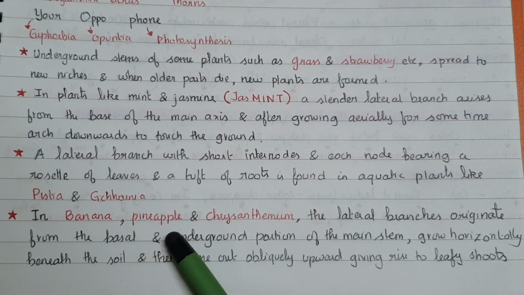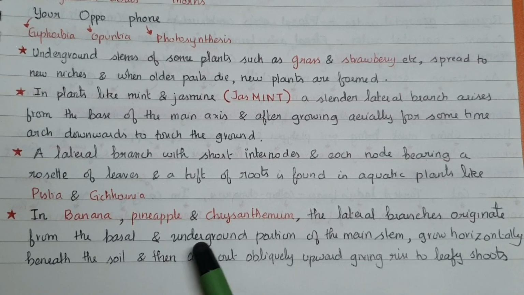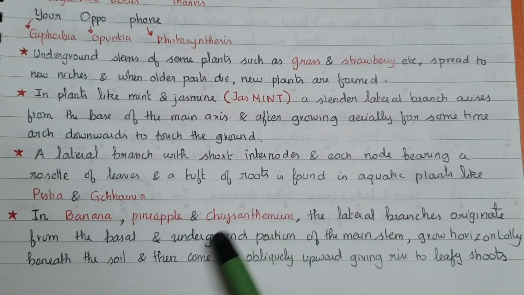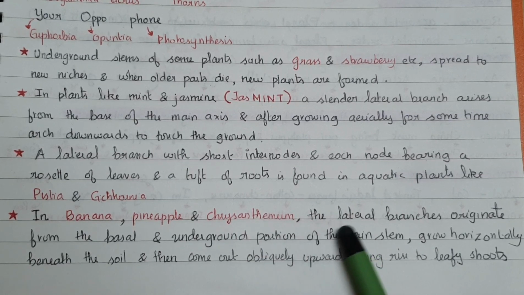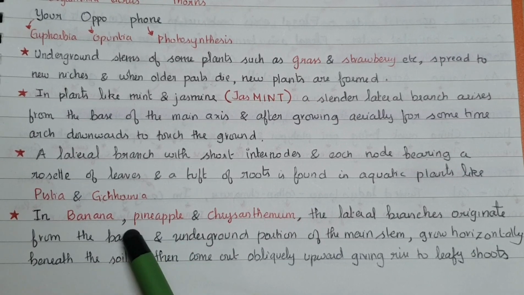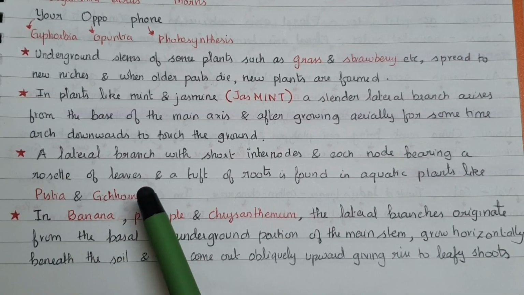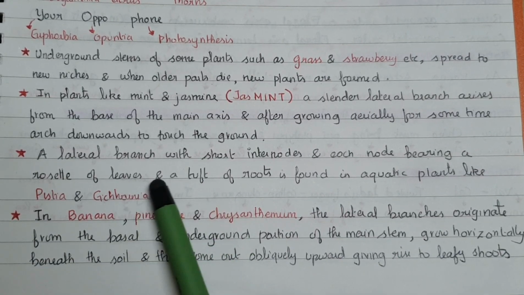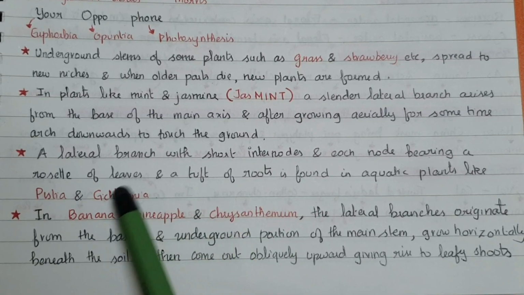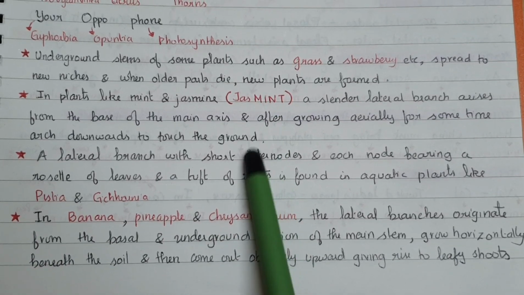Next, in banana, pineapple and chrysanthemum, the lateral branches originate from the basal and underground portion of the main stem, and they grow horizontally beneath the soil and then come out obliquely, giving rise to leafy shoots. So in banana, pineapple and chrysanthemum, the lateral branch originating from the basal and underground portion of the main stem grows horizontally like this, and then at some point comes out obliquely upwards, giving rise to leafy shoots.